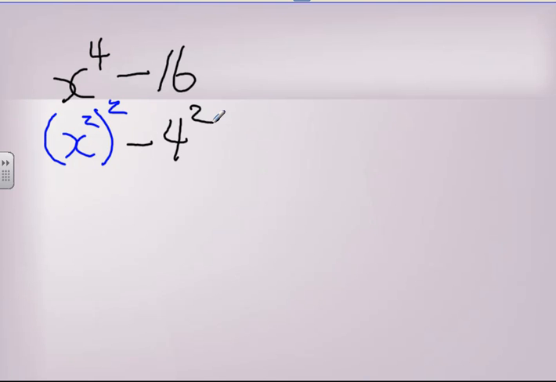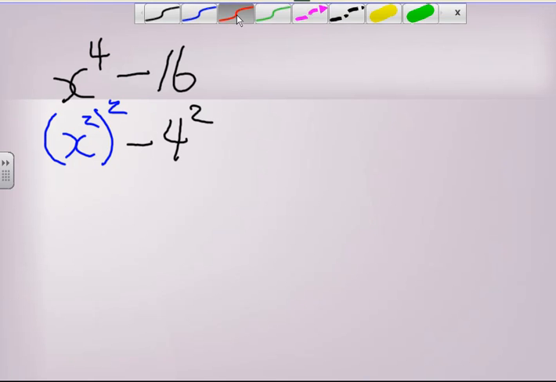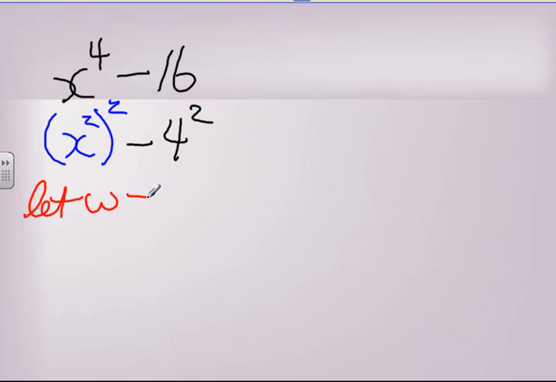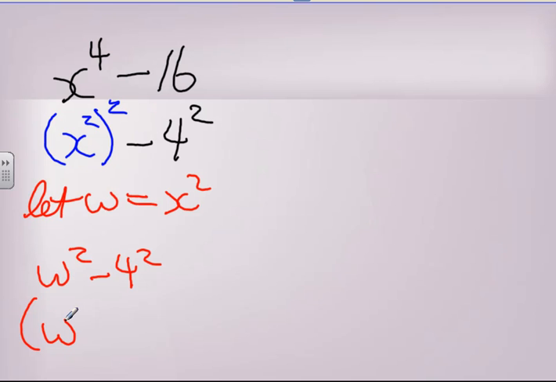So I'm going to use a variable for x squared. Let w equal x squared. So now I have w squared minus 4 squared, which I can break down into w plus 4 and w minus 4. If you're confused about what I did, you need to watch my previous video, working with factoring differences of squares part 2. Let's keep on going here.